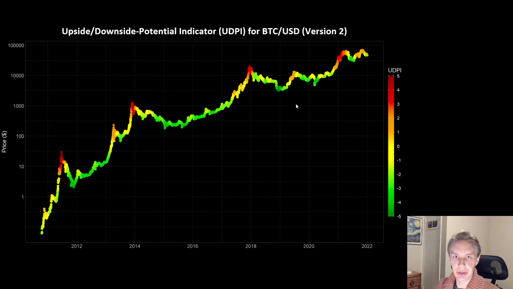But as I just mentioned, this is actually version 2. It's an updated version of our UDPI. So I want to say a couple things first. First off, I don't think that our original UDPI was bad by any means. In fact, I think it did quite well in identifying high and low risk times, not only for Bitcoin, but also for a variety of other assets that we've been monitoring here on the channel. But that said, I always feel like there's room for improvement with any of these things.